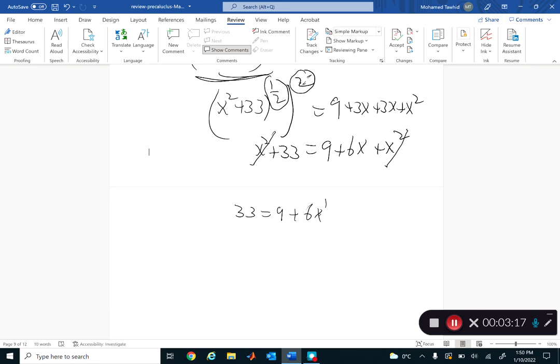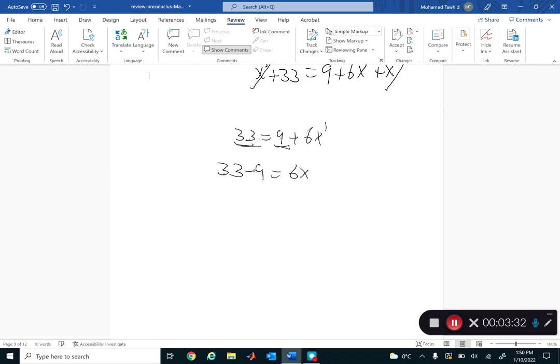Your unknown, or variable, here is x, and the highest power is 1. You have a constant term, so I collect all the constant terms on one side: 33 minus 9 equals 6x. If I simplify this, 33 minus 9 gives 24, and here you have 6x. Go ahead and solve for x: 24 divided by 6. What do you get? You get 4. So x equals 4.